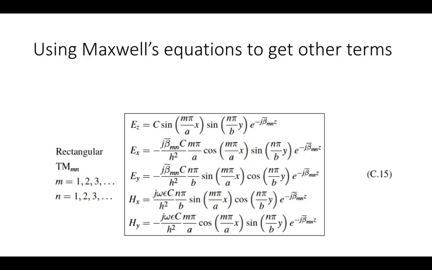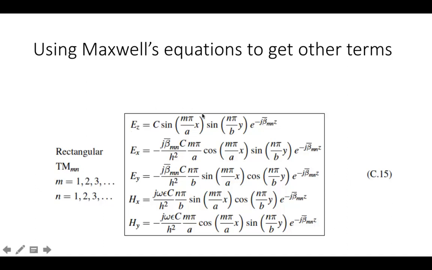So now what we can do is use Maxwell's equations, which were shown early in the slideshow. We can use Maxwell's equations and take the appropriate derivatives to get the terms in the other components. So now we can get both the x and y components of E, and we can get the x and y components of H, remembering that we have assumed transverse magnetic, so we have no H component in the z direction.